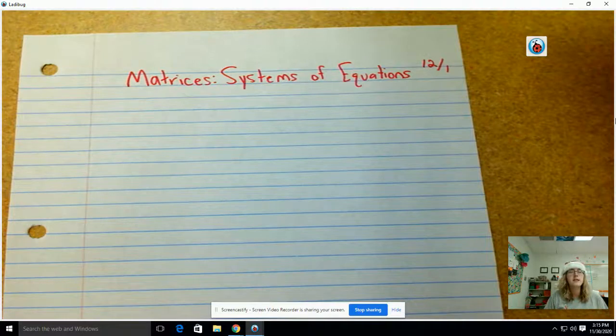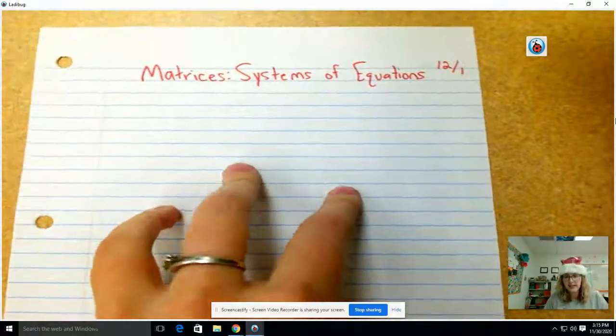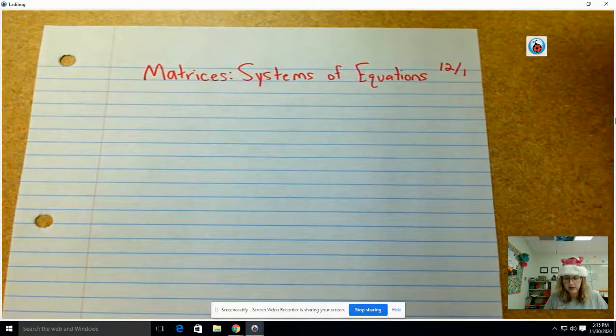So this learning target is kind of confusing, I'll be honest with you. I'm going to show you how to do it by hand, and then we're going to talk about a way to do it in the calculator. I'm also going to go over how to do determinants and multiply matrices and stuff like that in the calculator.